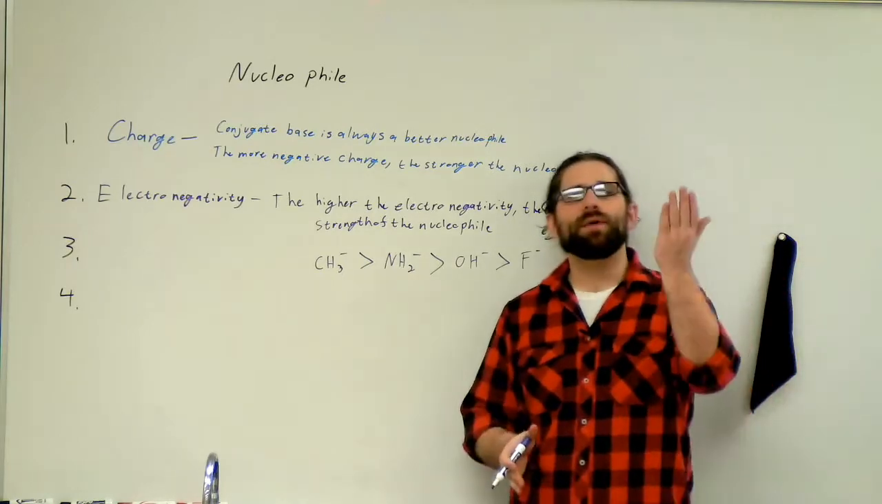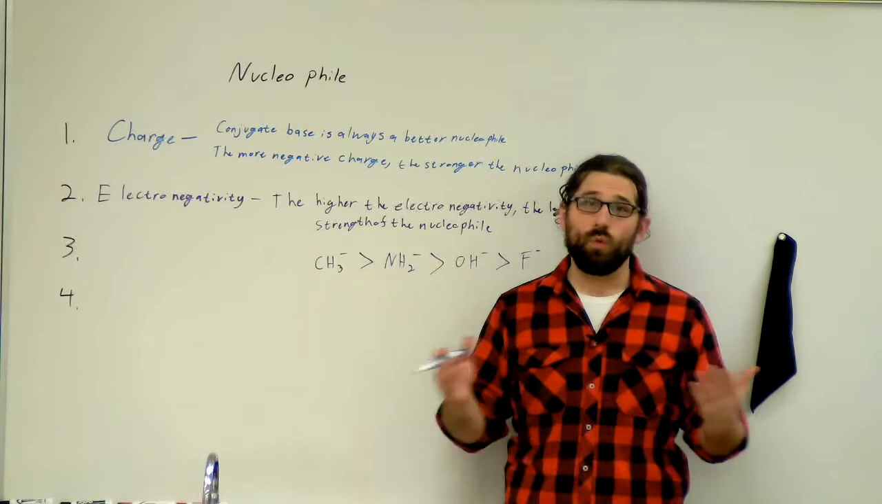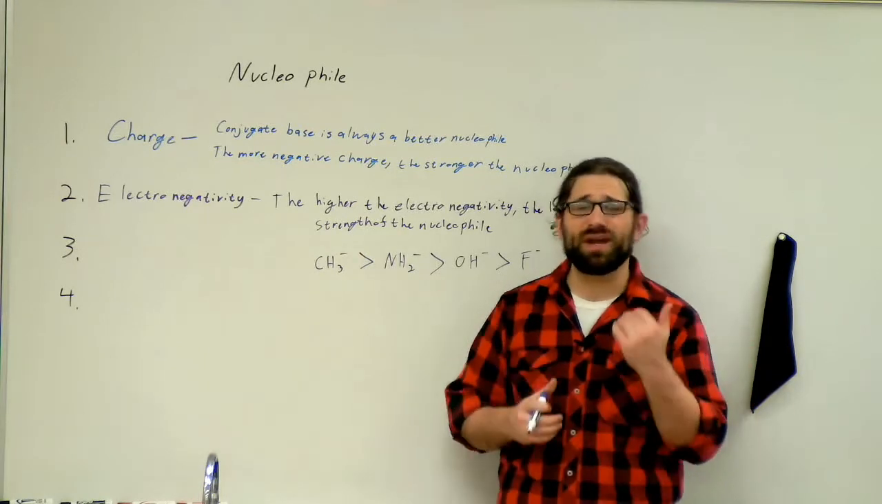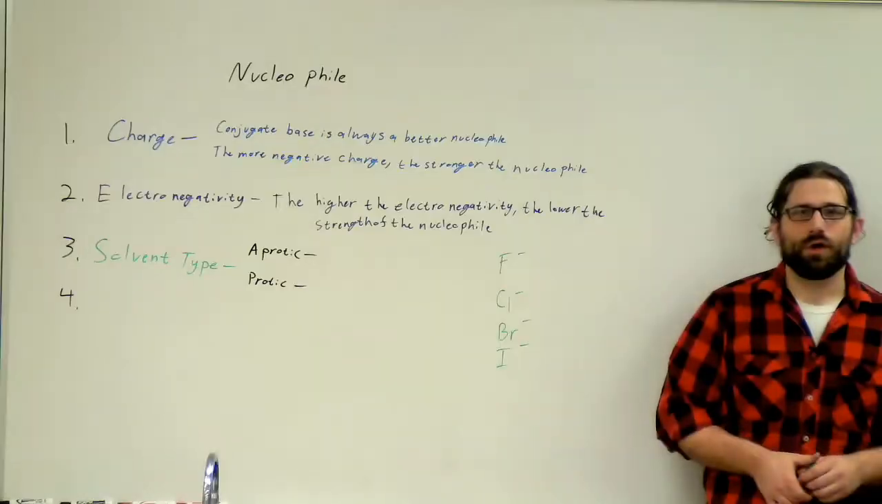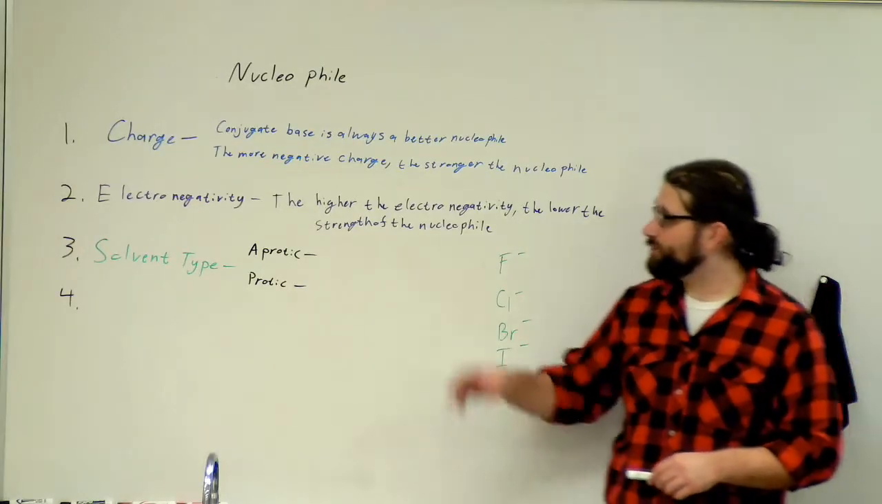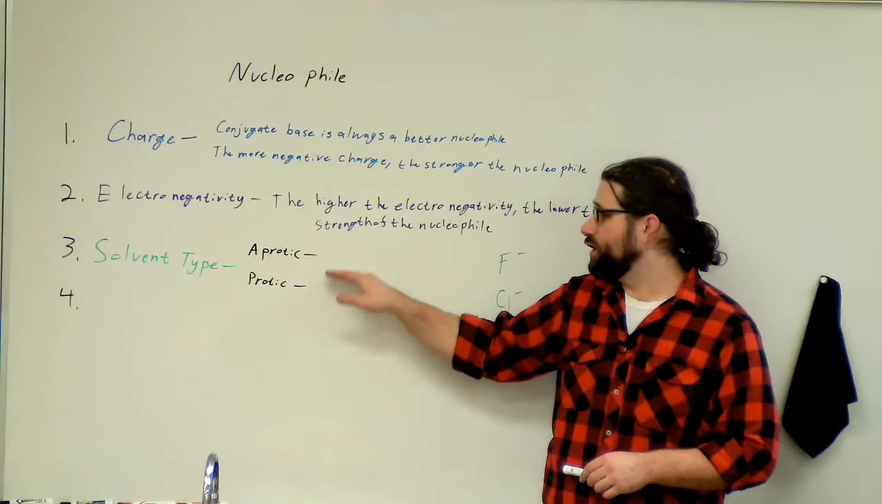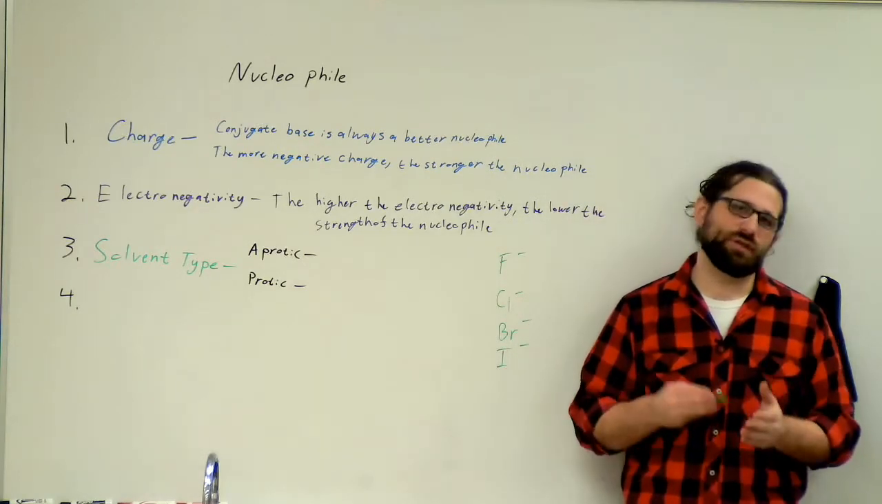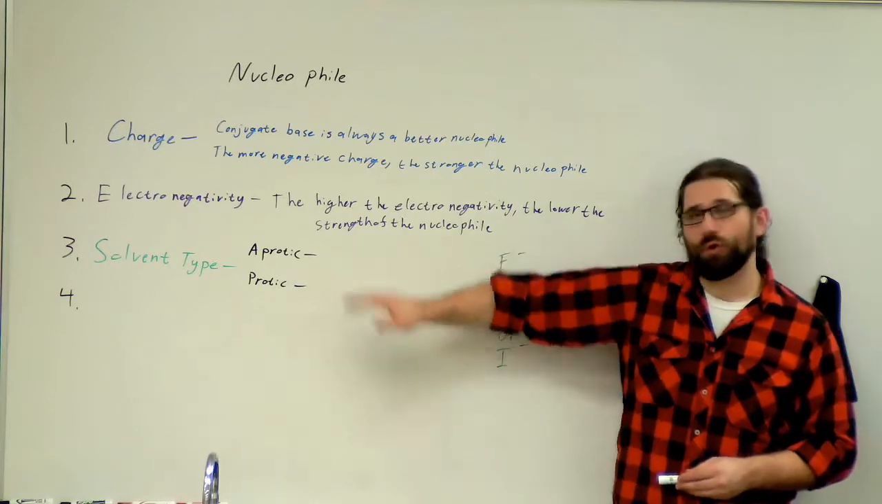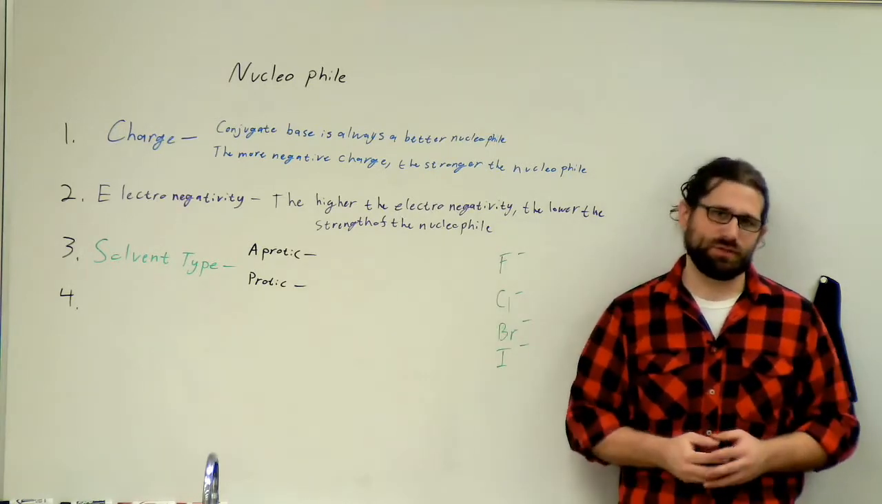But what about up and down the periodic table? What about comparing fluorine, chlorine, bromine, and iodine? Let's look at the next trend. So remember, we have 2 types of solvents, a protic solvent and an aprotic solvent. A protic solvent is going to have hydrogen bonding. An aprotic solvent will not have hydrogen bonding.